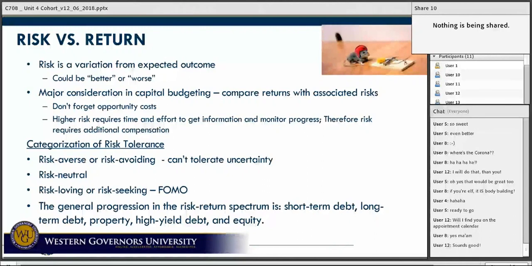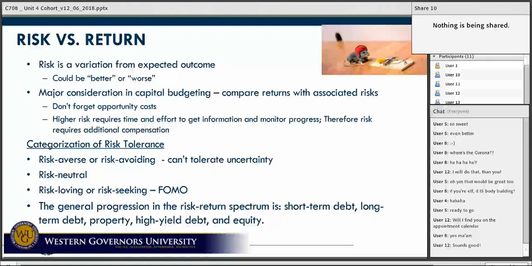We've got categorizations of risk tolerance. At the far conservative end, we've got the risk averse or risk avoiding market participant. They cannot tolerate uncertainty. This person will take a certain inferior return over the possibility of an uncertain but vastly superior return. They won't take the chance. The risk neutral person is neutral. They'll evaluate things on their merits. The risk loving person is like, wait, there's a 1% chance I can get 1% more? I'll still do it. These are categorizations of investors or market participants, or could even be business decisions.